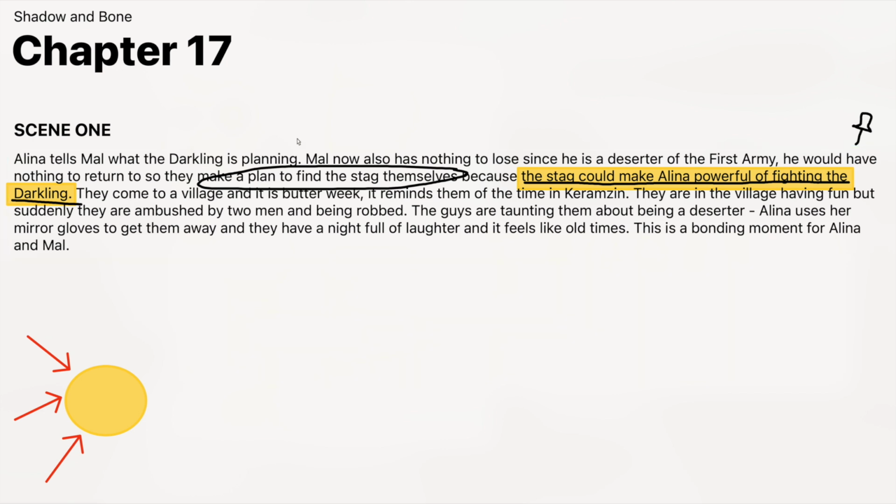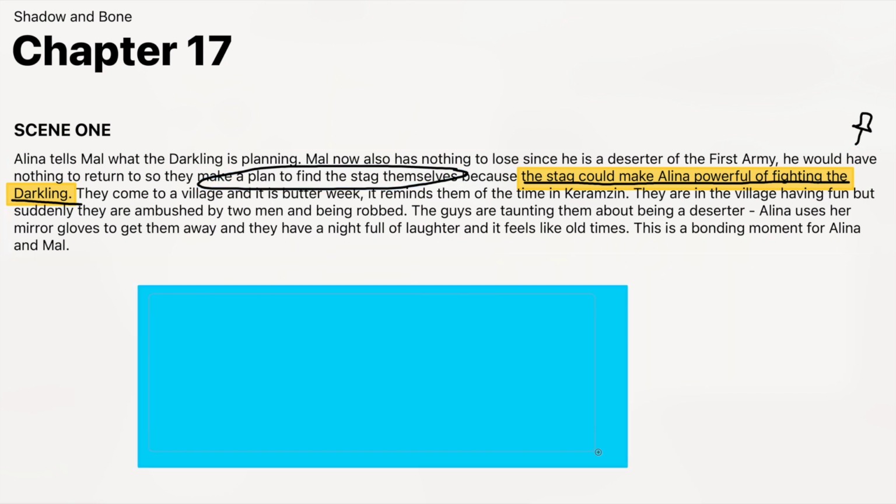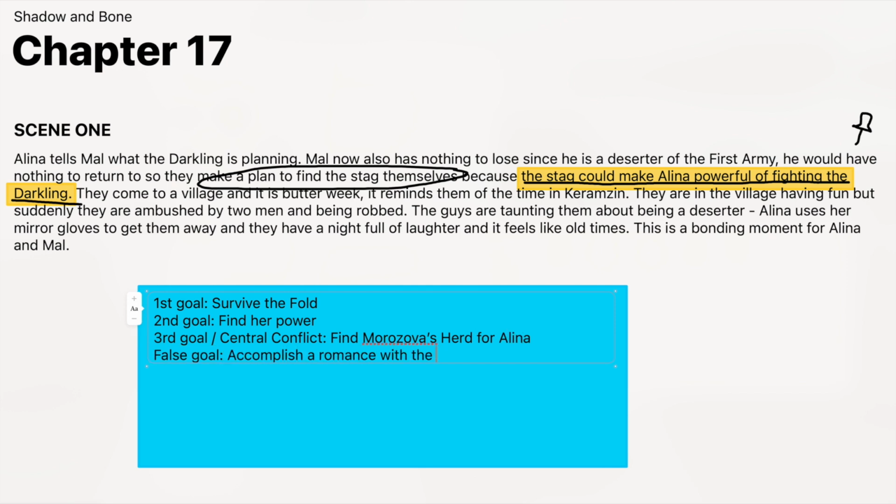But we have this: they make a plan to find the stag themselves. And let's remind ourselves how many goals we've had. I'm sorry, I've said this a million times, but it's so important. And now we have something that could be called the penultimate goal. Penultimate is just like the second to last. So we have completed: Alina survived the Fold. She found her power. We realized that this was the main story of the book. So this central conflict, the third goal, hasn't been completed yet, but it is the main story arc of this back half of the book. It's the main reason for this book now.